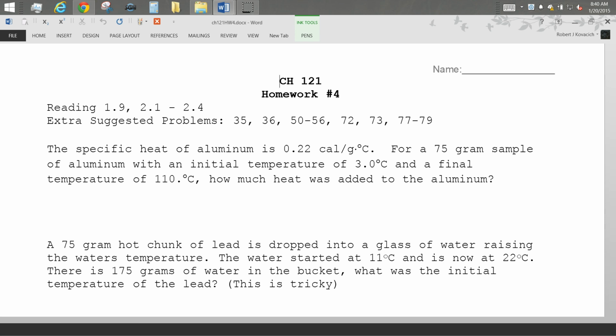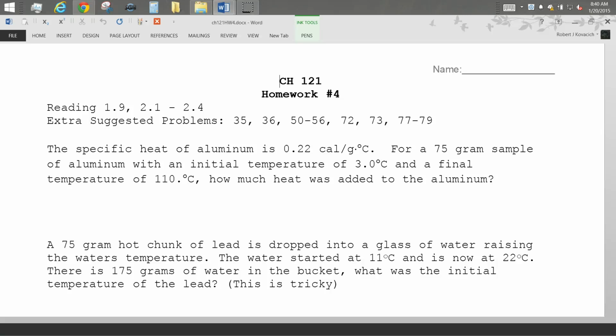I've got heat. We're looking for calories. We're not looking for degrees Celsius. We're looking for something that's got calories in. And I have one thing up there with calories. So some amount of heat is going into this aluminum, and the aluminum's temperature is going to go up.